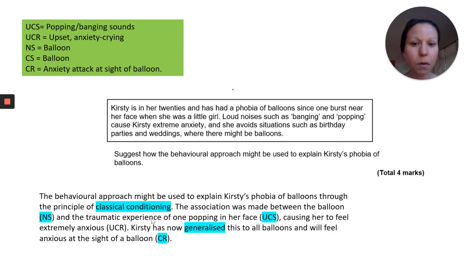So when it talks about how it might be used to explain Kirsty's phobia, if we then put that into an answer, you can see the example at the bottom there. I'm immediately referring to classical conditioning. I'm then picking the bits out from the item to say she's made an association, because we know that's what classical conditioning is, learning through an association between the balloon, and I'm just putting in brackets the neutral stimulus. I've done the hard work here when I've annotated it, and now I'm just referring to it in the item. So she's made an association between the neutral stimulus and the traumatic experience of popping in her face, the unconditioned stimulus, causing her to feel extremely anxious.